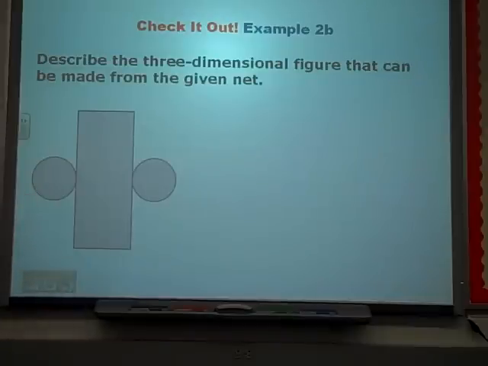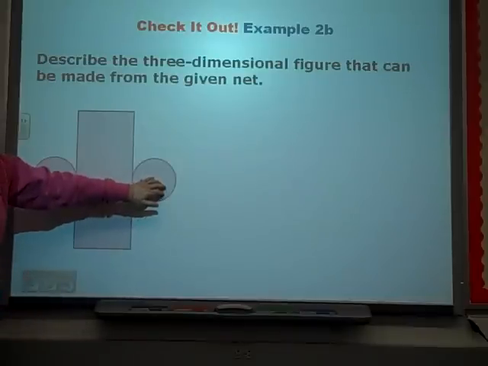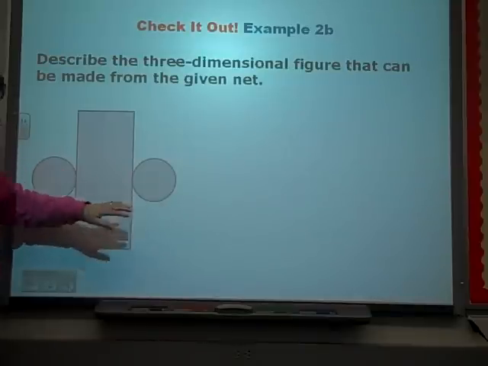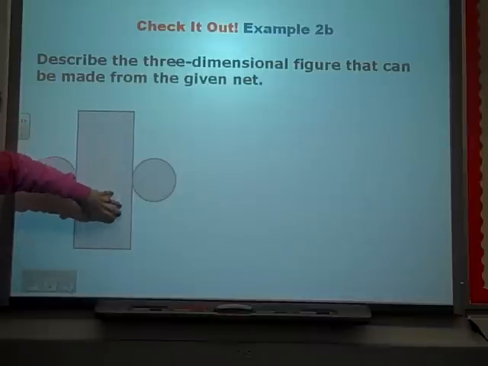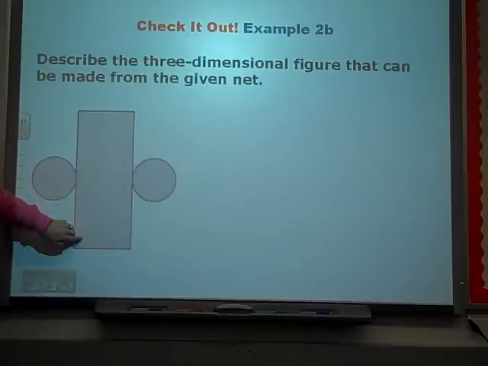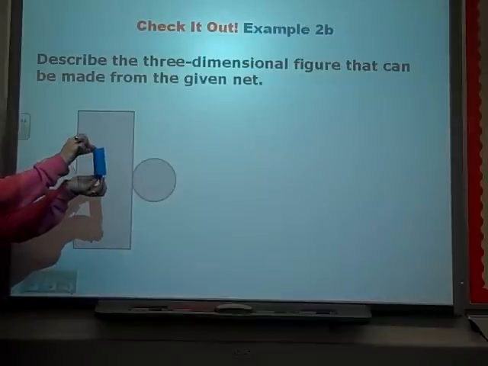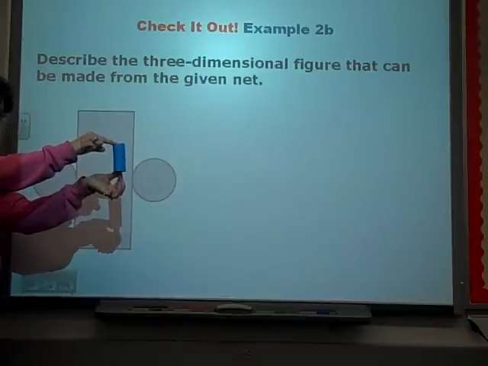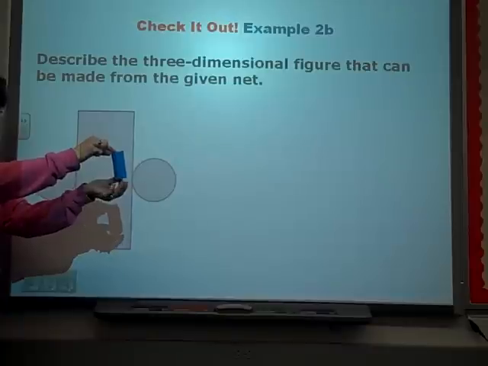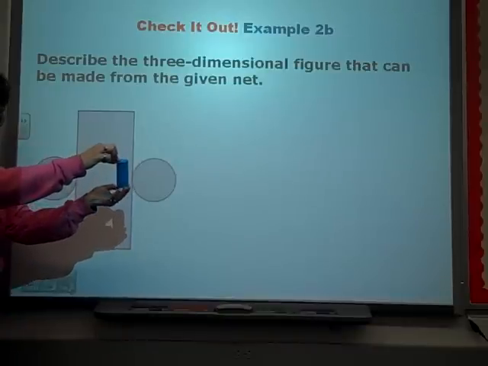And the last one we're going to look at, I see 2 bases, so I know I've got some sort of a prism, and this rectangle, this one face, so you know it's going to actually be a curved surface, and it's going to end up, if you fold it up, to look like this cylinder, like a pop can, like the Diet Coke can you see me with every day.